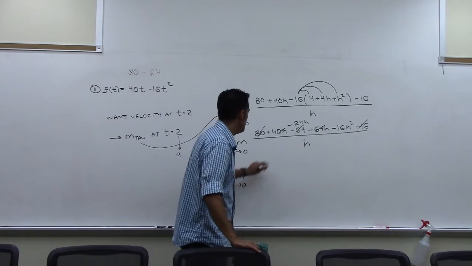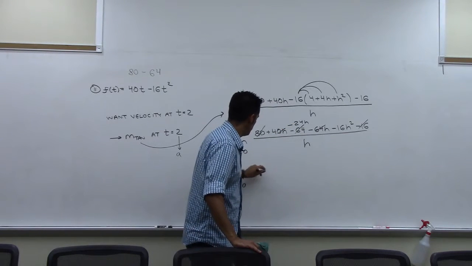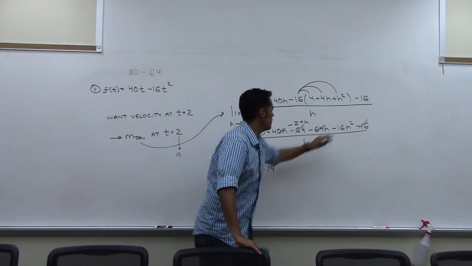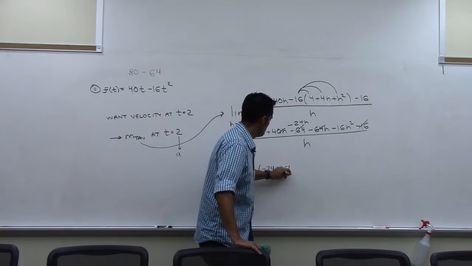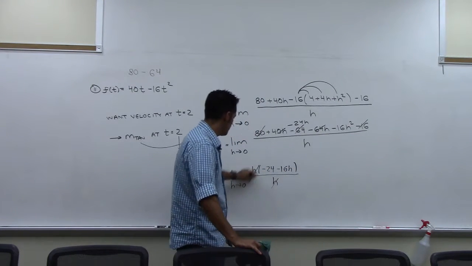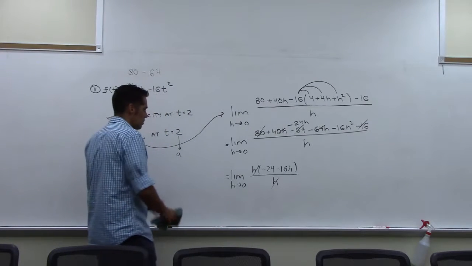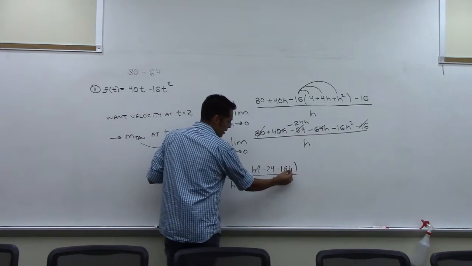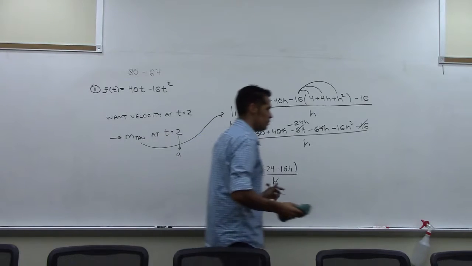H comes out. I'll be left with, I pulled an h from that, so negative 24. Pulled an h from that, so negative 16h. Then all over h. And there it goes. That's what I wanted. And now when you let h go to 0, that goes away. All you're left with is negative 24.